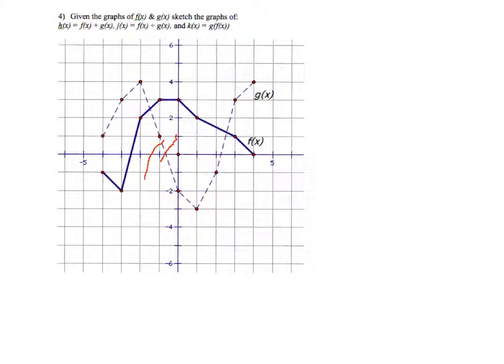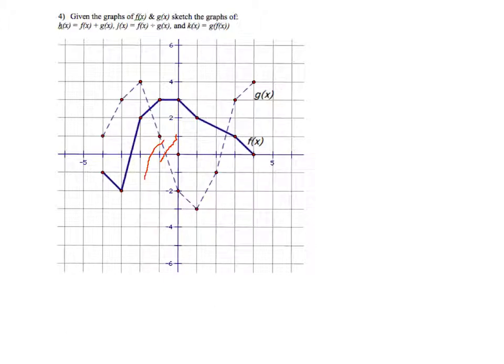So in this problem, we have the sketch of two piecewise linear functions. And I picked piecewise linear functions to do here just because it's kind of a nice little introduction. It's nothing special though. So for this problem, it says, given the graphs of f of x and g of x, sketch the graphs of h of x, which equals f of x plus g of x, j of x, which equals f of x divided by g of x, and k of x, which is the composition of g and f, g of f of x.